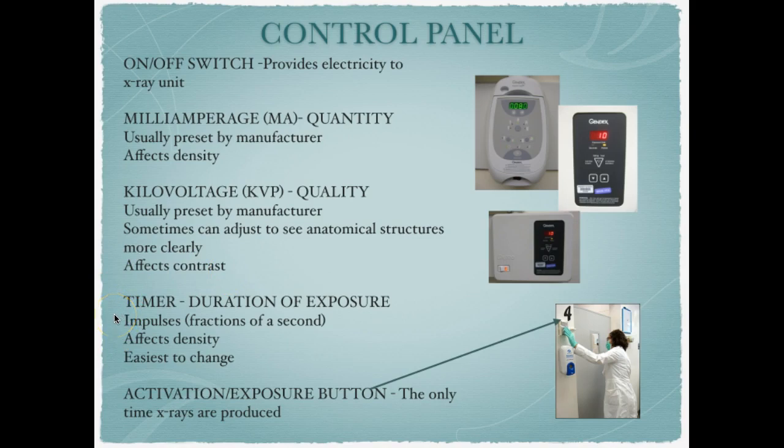Then we have the timer. We usually refer to it as impulses, which are fractions of a second. With this particular panel, they have icons of different images of a bitewing, a maxillary molar, a mandibular molar, and then anterior teeth. So you can change the impulses for how much exposure is needed for a particular area. Or you could change the impulses on any of these two machines.